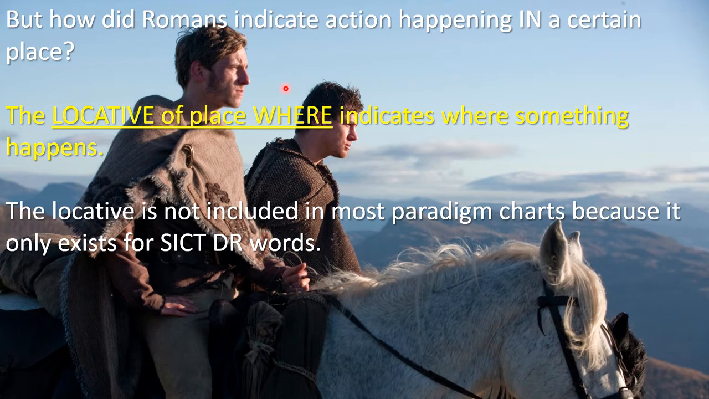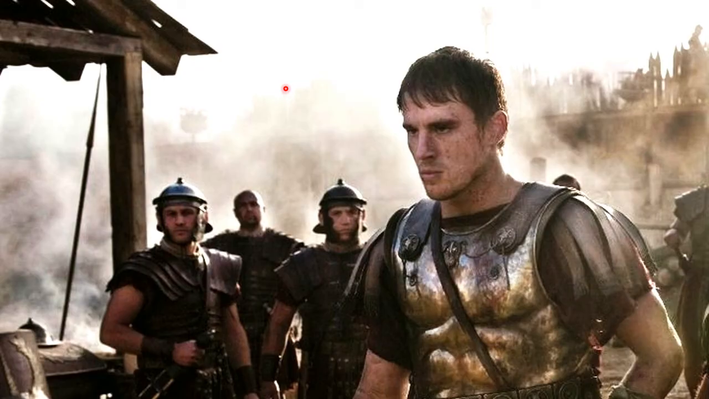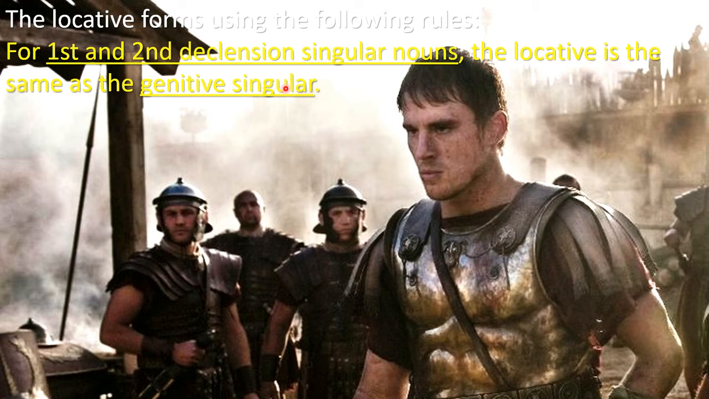What percentage of words in Latin is that? Maybe 1%. So 99% of words don't have a locative to begin with. And the 1% of words that do have a locative, you can figure it out based on the other cases, on the other declension forms. Here are the rules for the locative. If a small island, city, or town is a first or second declension singular noun, the locative is just the genitive singular. So Roma for Rome becomes Romae in Rome.